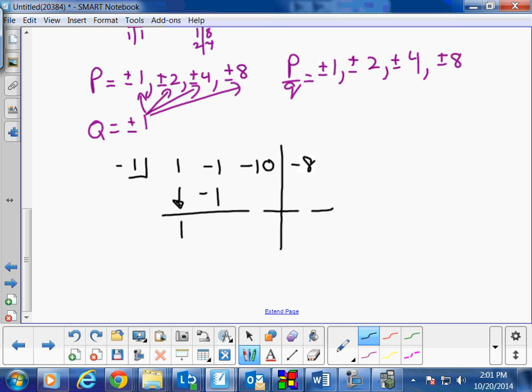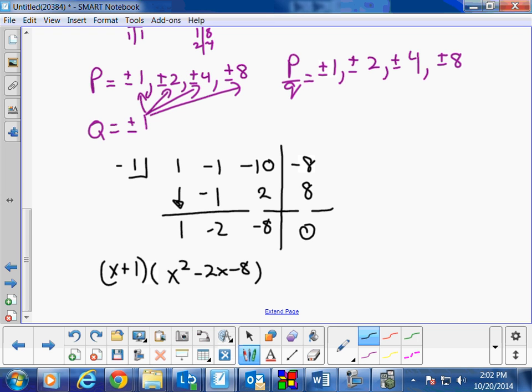So here we go. -2. -2 times -1 is now positive 2. And positive 2 with -8 is... Let's say this, right? Yeah. So then -1 times -8 is positive 8, and I end up with the remainder of 0. Which means that now I know I got x plus 1 as a factor. That's one of my real zeros. And I also have this, x squared minus 2x minus 8.